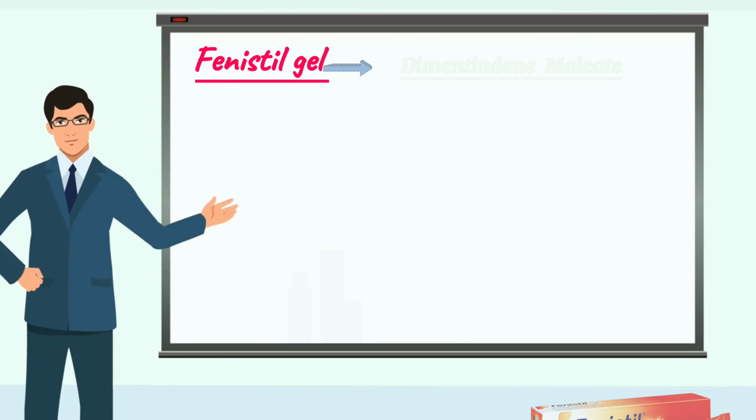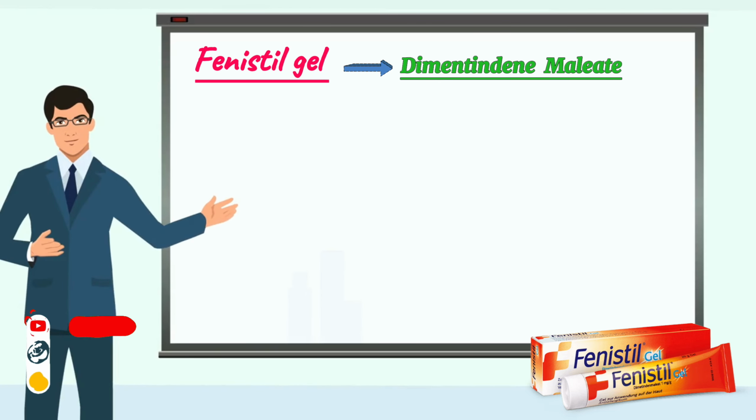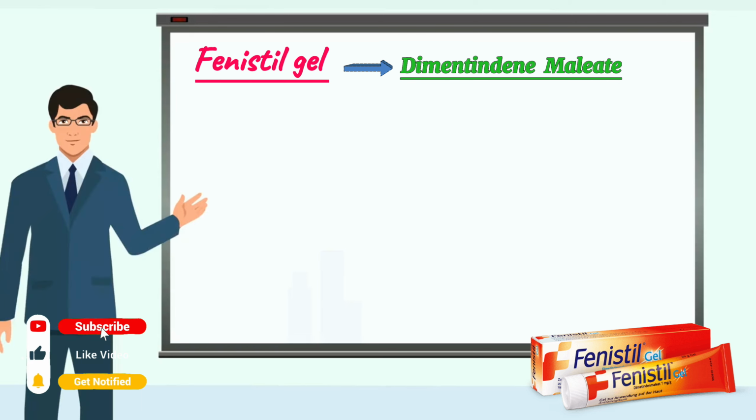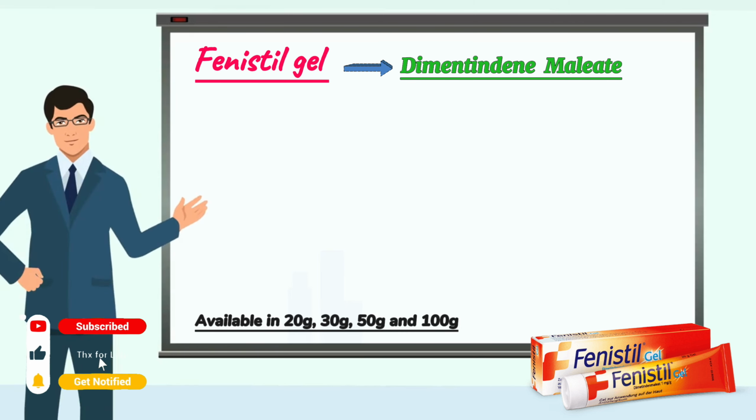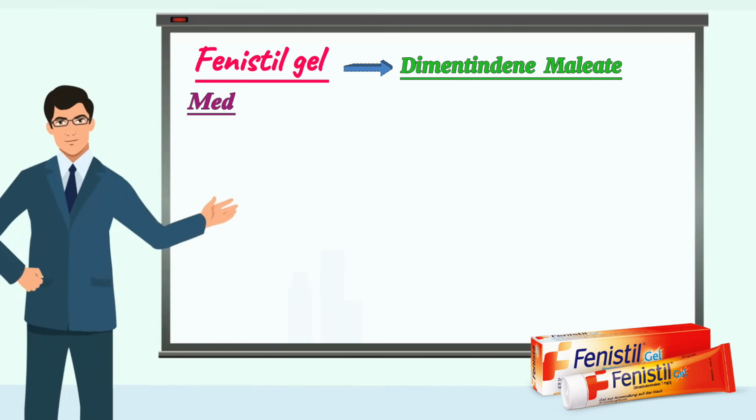Fenistil gel. The active ingredient in Fenistil, dimetindene maleate, is an antihistamine. Fenistil gel is available in 20 grams, 30 grams, 50 grams, and 100 grams. Medical uses of Fenistil gel.